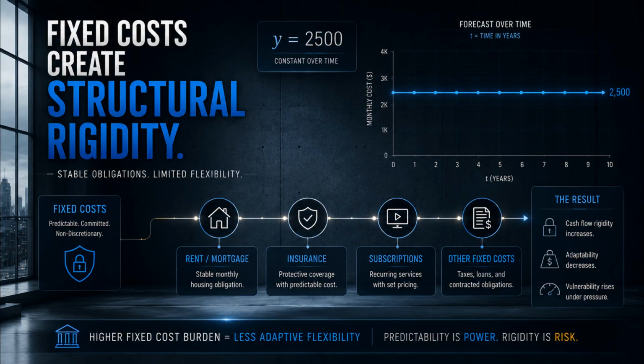But stable does not mean harmless. Fixed costs create structural rigidity. The higher the fixed cost burden, the less adaptive flexibility exists inside the household operating system. This is why a household can look financially stable when income is strong, but become fragile when income falls. Because fixed obligations remain even when conditions change.